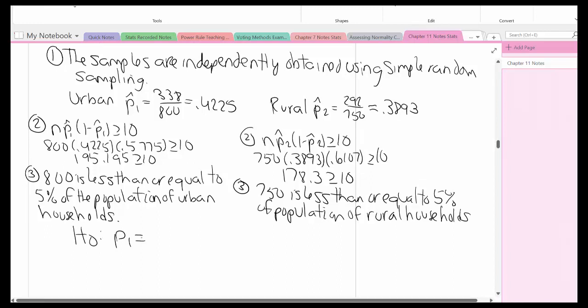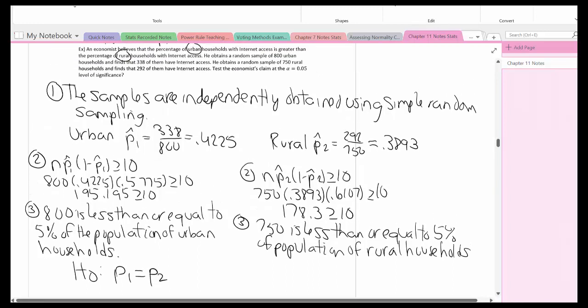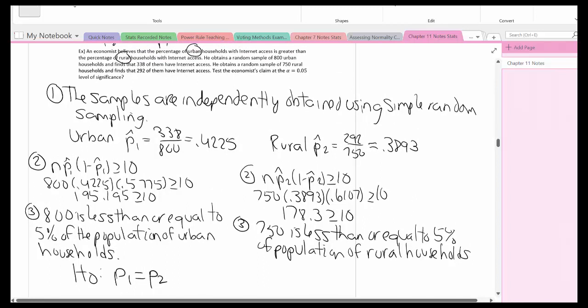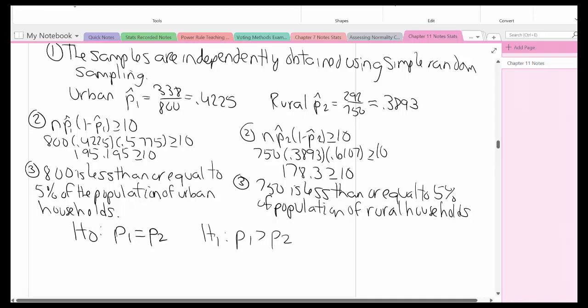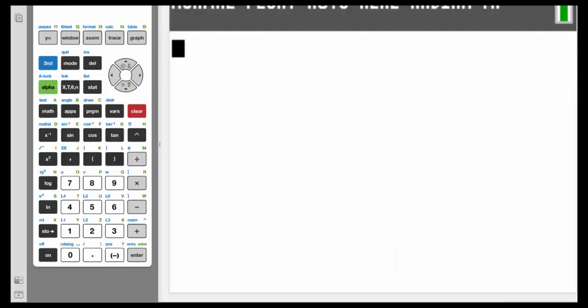So the null is always going to be this. Now, let's look for key wording. We're talking about is greater than. So that will help us write out the alternative hypotheses, which is this. All right. Okay. Now, we need to put this into the calculator, so let's go there now.